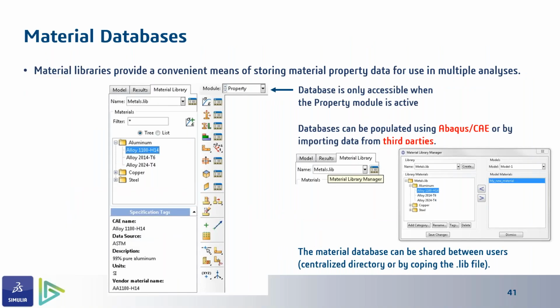Some people might ask, why doesn't Abaqus have a material database? Actually, Abaqus does have its own material database. It's in the materials library option. If you look, you can find that there is an option available. The database can be populated using either Abaqus CAE or by importing data using third-party applications. The material database in Abaqus is also beneficial because we can share it between users. So for example, if you're working within a team, collaboration is possible within this material database option.